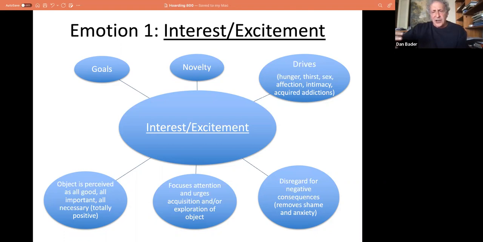At the same time, there's a disregard for negative consequences. In other words, if interest excitement is the emotion that is dominating the mind brain at a given point in time, then you're not going to be experiencing shame and anxiety. And shame and anxiety are the two emotions that allow us to really consider consequences for our behavior. And what interest excitement is trying to do, it wants to focus attention and urges acquisition and exploration of the object.